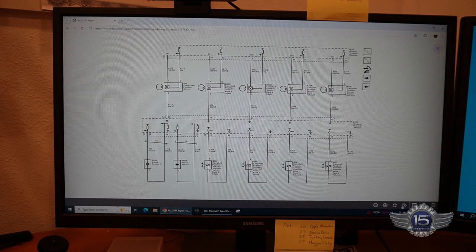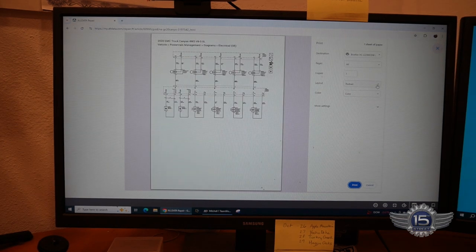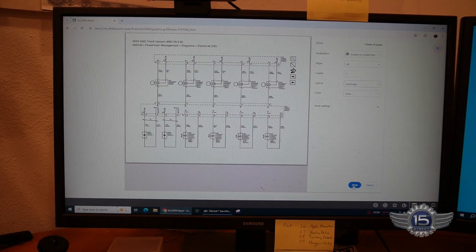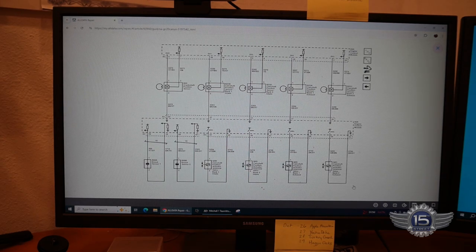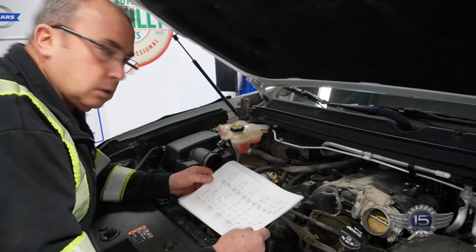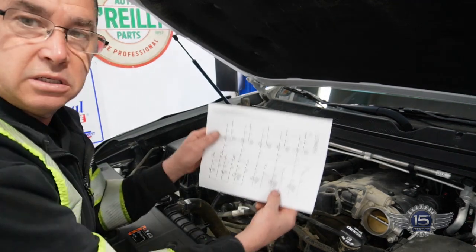So let me print this out. Landscape. So I'm going to print this out, and then we'll go to the car and try to find the ECM connector. Okay, so our PCM is back there in the corner. This is the schematic for it.